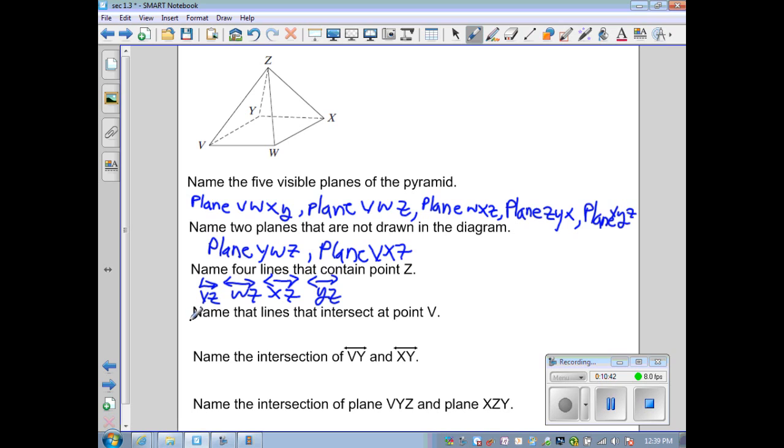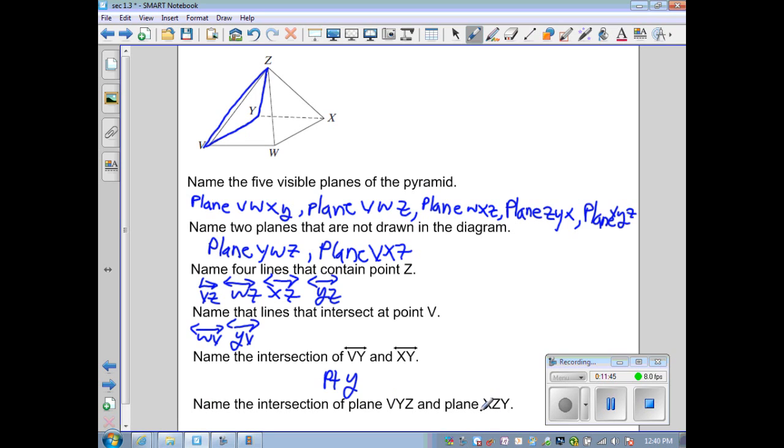Name the lines that intersect at point V. WV, YV. Name the intersection of line VY and XY. Here, I could go to the diagram and see the intersection of VY and XY, or I could take a look at just the symbols and know that 2 lines intersect at a point, and the point given here is point Y.